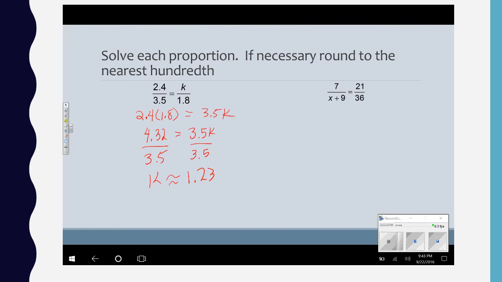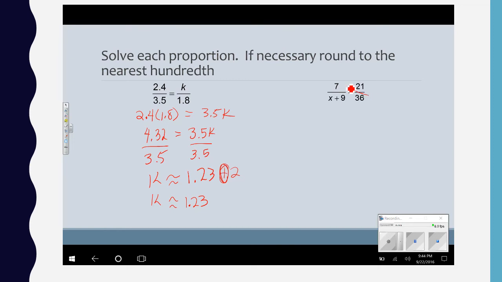Refresh your memory with rounding. If I'm rounding to the nearest hundredth, I'm going to look to the number in the thousandths place, which is a 4. Since it's less than 5, I just keep it the same. So k is approximately 1 and 23/100. If that had been 5 or above, we would have rounded up. All right, so let's look at the next example.